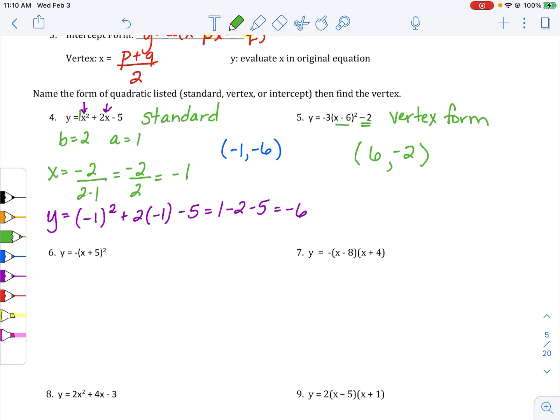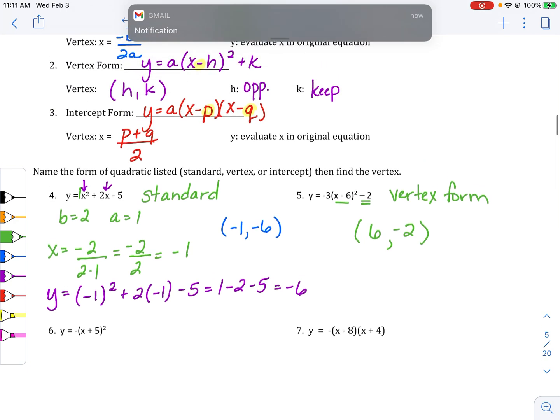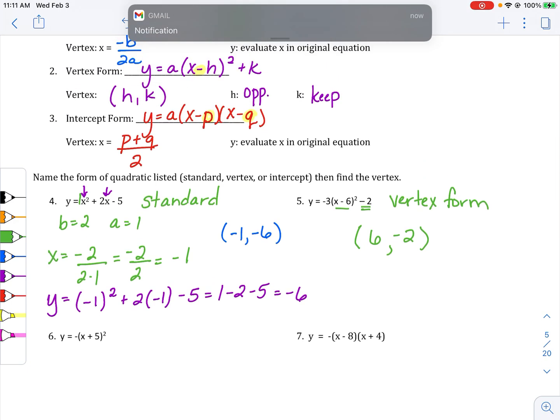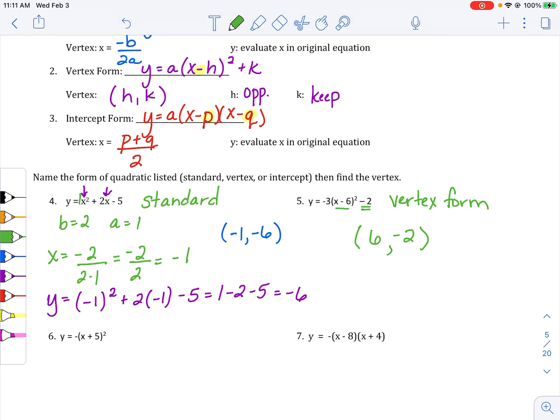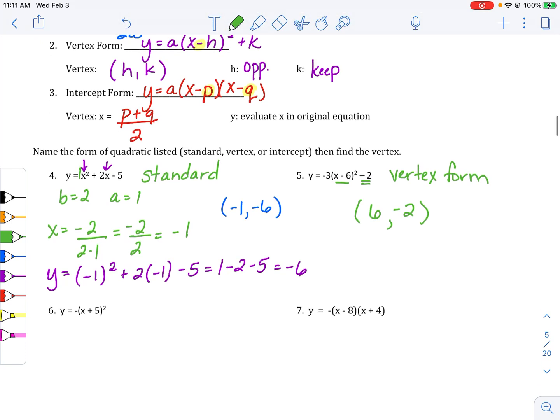All right, moving to number 6. I have y equals negative quantity (x plus 5) squared. All right, so it's got parentheses, so it's either vertex or intercept. That vertex form has the square on the parentheses, so this one is vertex form.